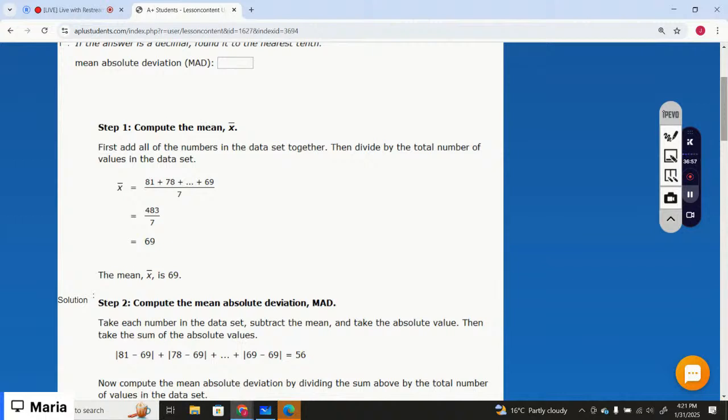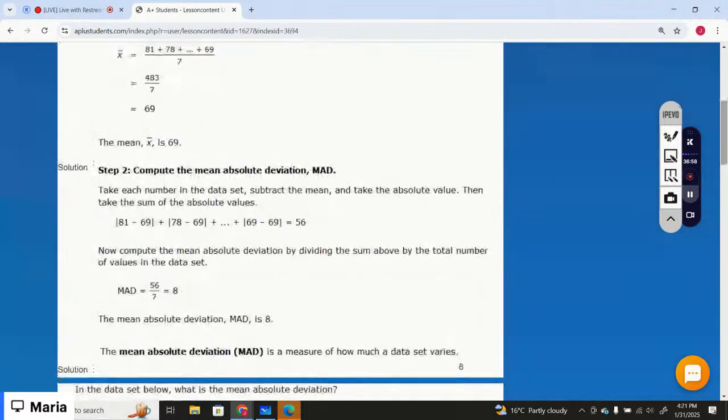Mean is 69. Now you have to calculate the mean absolute deviation. You have to subtract the mean from each number in the data set, and you have to take the absolute value. You have to add them all, and then you have to divide by 7 because the total number of values in the data set is 7. So that is the mean absolute deviation, that is 8. The mean absolute deviation is a measure of how much a data set varies.